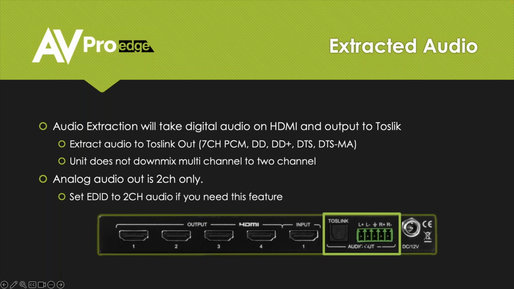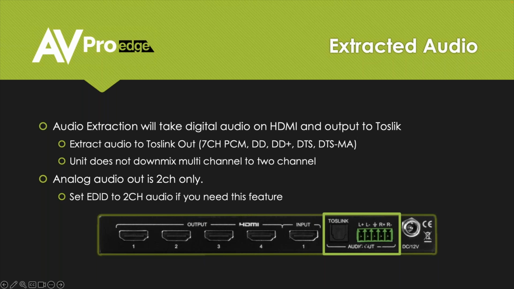And if 2-channel encoded is all that's there, that will also come out on the Toslink. This unit does not have audio downmixing. Audio downmixing is taking 5 or 8 channels and downmixing that to 2-channel stereo. We do have units that do that separately. That is not built into this unit, but there is an analog out that is 2-channel only.